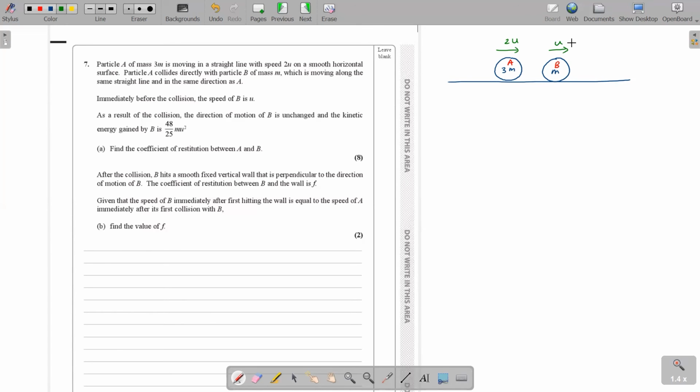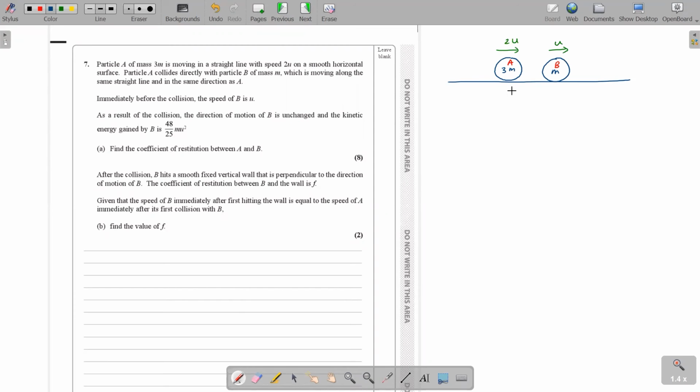That is before the collision. So you can see immediately why this is colliding, right? A has a higher speed than B. They say as a result of the collision, the direction of motion of B is unchanged. Basically, A comes and hits B, and after that, the direction of motion of B is unchanged. And the kinetic energy gained by B is 48 over 25 mu square. Find the coefficient of restitution between A and B. You can see they have given you 8 marks for this.